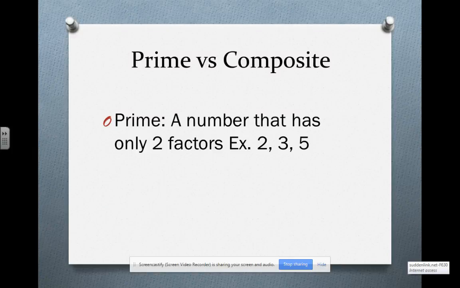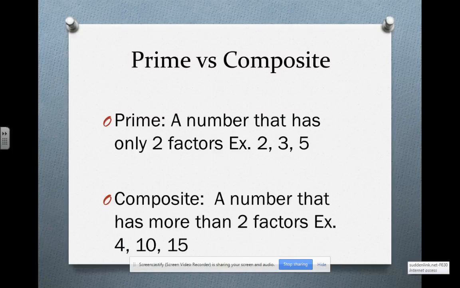Our other type of number is composite, and a composite number is a number that has more than two factors. An example would be 4 because you can multiply 1 times 4 or 2 times 2. 10 and 15 are also other examples of composite numbers.